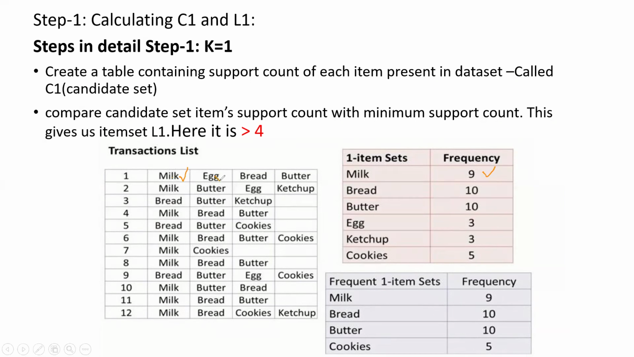Next, egg. Egg, how many are there? 3. Then ketchup, find out from the set, we will get 3. Cookies, we will get 5. Bread, we will get 10. And butter, we got 10. Okay. So like this, we got the candidate set.